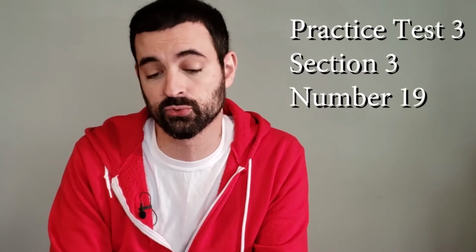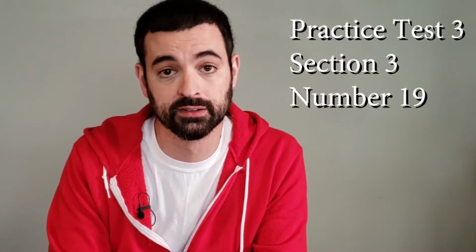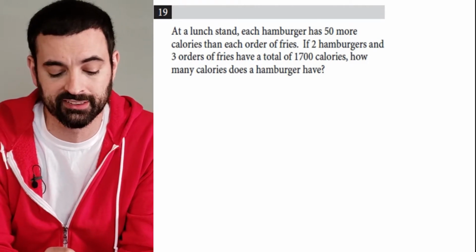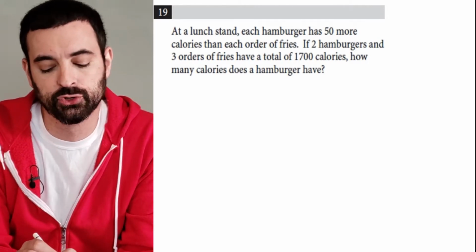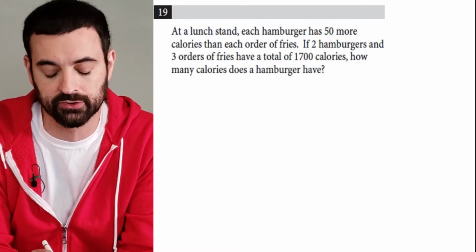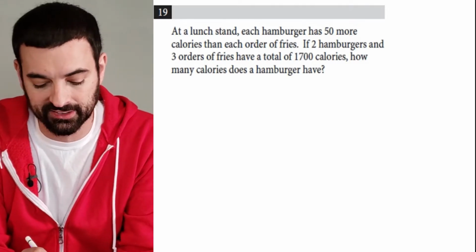Let's do one more. This is test 3, section 3, number 19. And these are always about food. It's so much fun. It makes you hungry. At a lunch stand, each hamburger has 50 more calories than each order of fries. If 2 hamburgers and 3 orders of fries have a total of 1,700 calories, how many calories does a hamburger have?